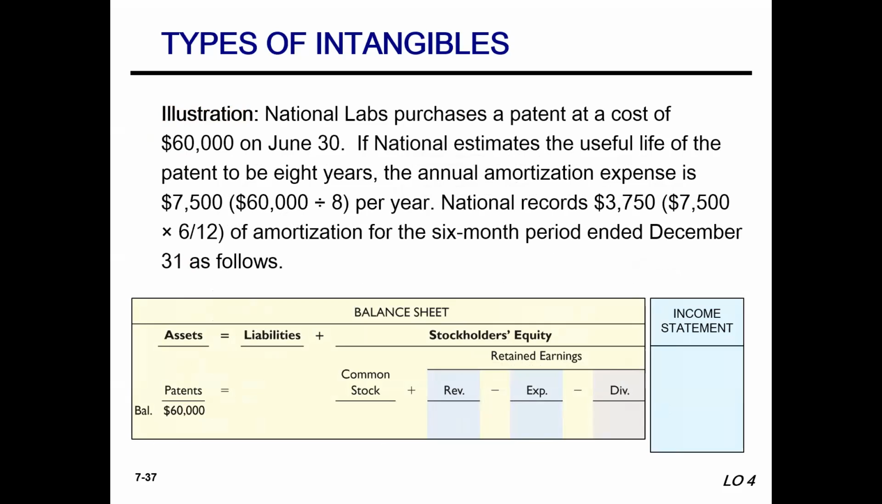This just shows you what happens if they decide that they're going to buy the $60,000 patent. It does have a useful life. It's 8 years, so it has a definite life, so they can depreciate it. So what they're going to do here is they're just going to recognize the expense and the accumulation. There's no effect on cash.